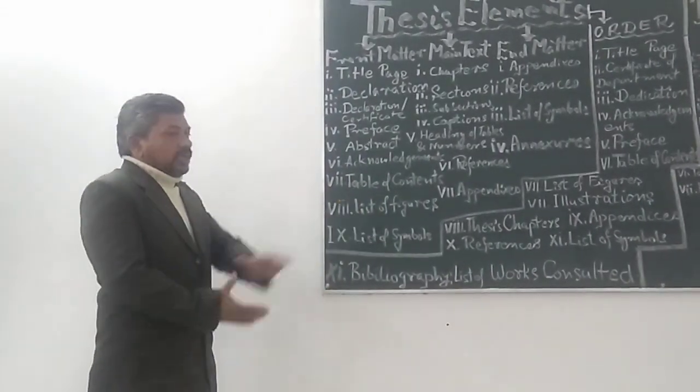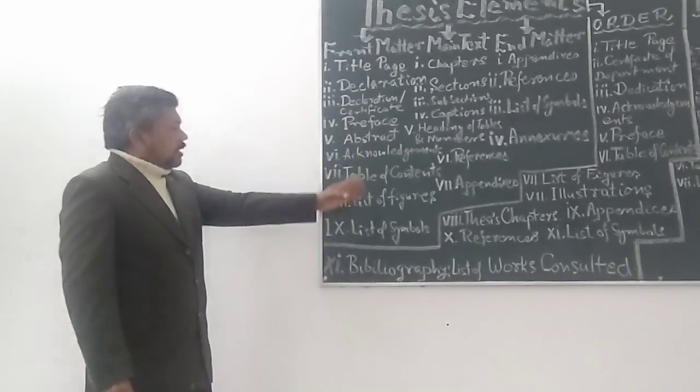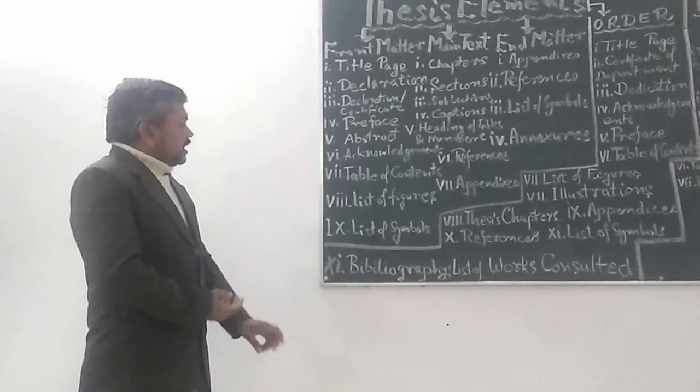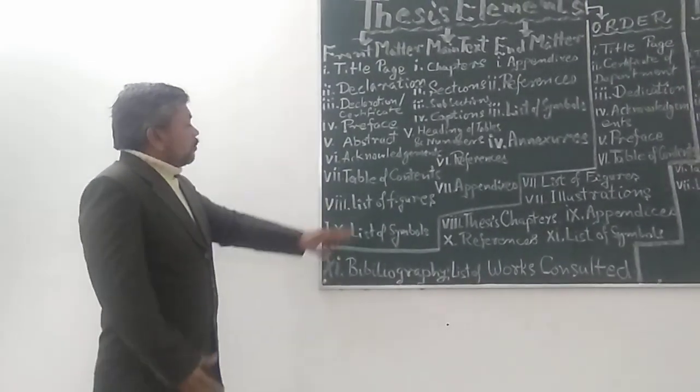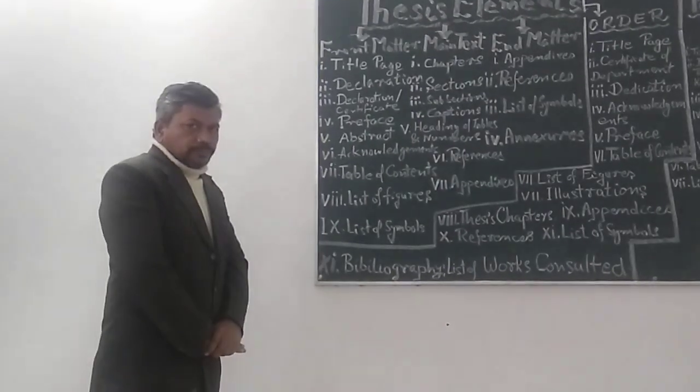Then the table of contents. Page numbering should be correct, and the table of contents should be organized in that way. Then there comes the eighth part of front matter, that is the list of figures.